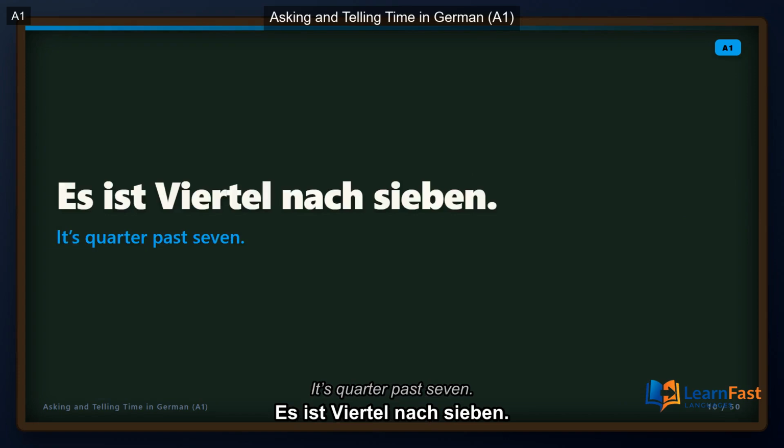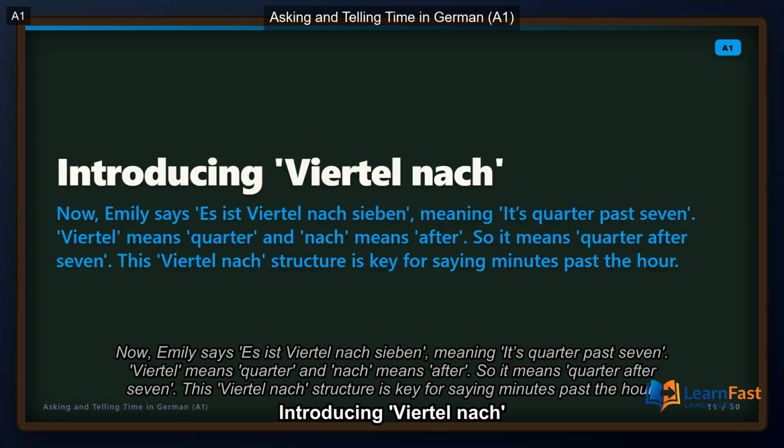Es ist Viertel nach sieben. Now, Emily says, Es ist Viertel nach sieben, meaning it's 7:15. Viertel means quarter and nach means after. So it means 7:15. This Viertel nach structure is key for saying minutes past the hour.